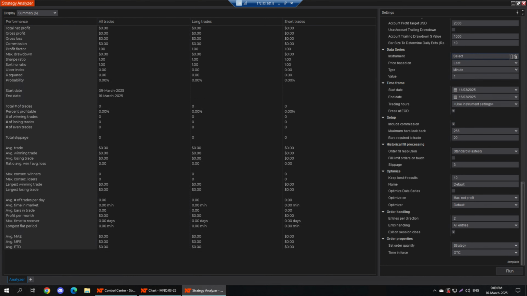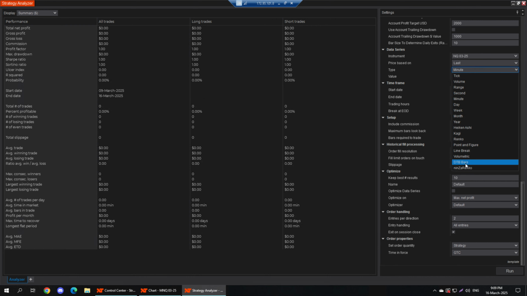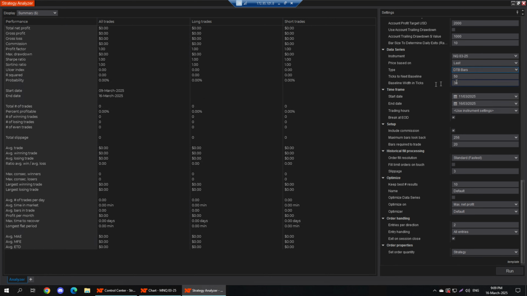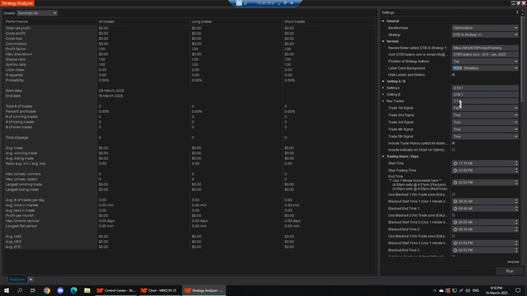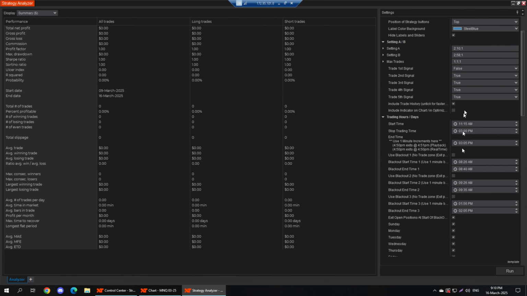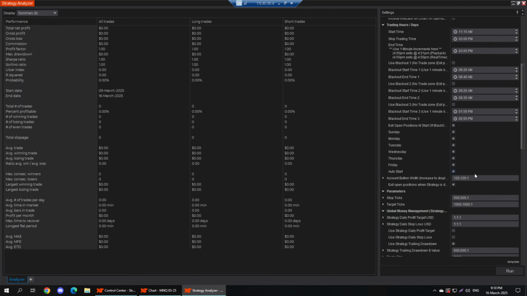Okay, I hate it when this thing jumps. Okay, NQ, so there's your NQ, there's your DTB bars, and you can still choose your 50, 25. Of course, we've got our 2 to 10, 2 to 58, so that's all in there. We've got our trading hours in there.